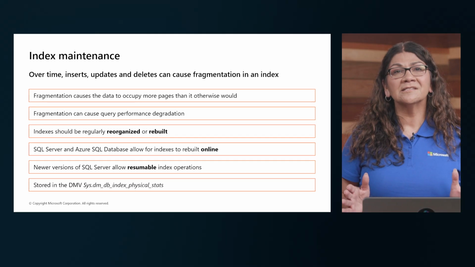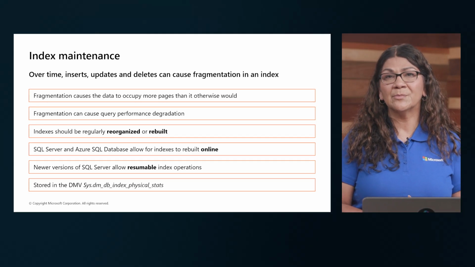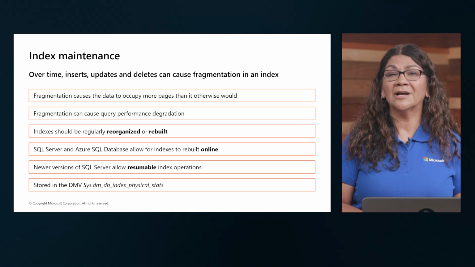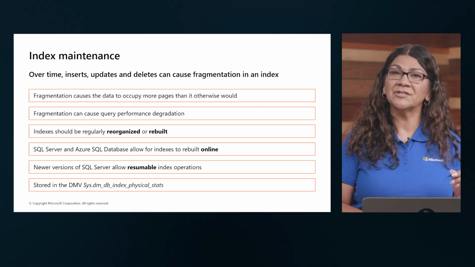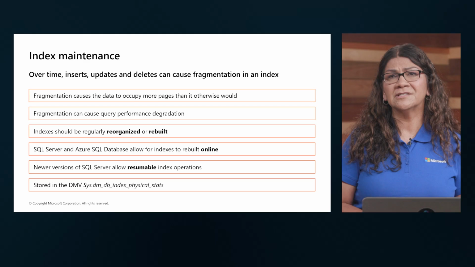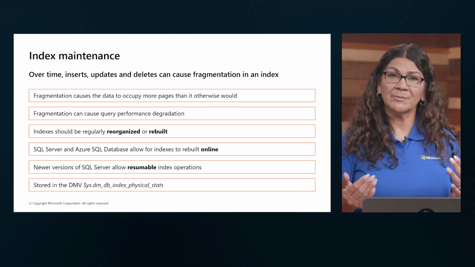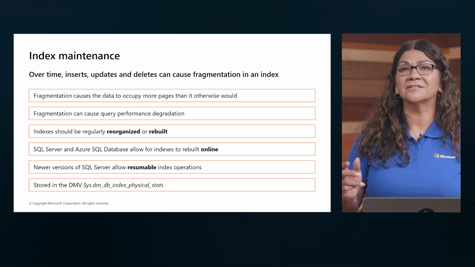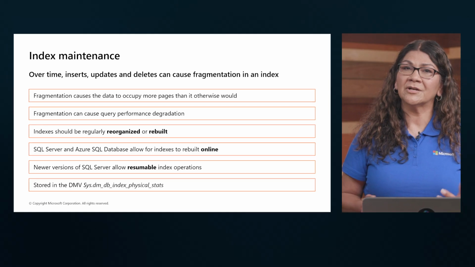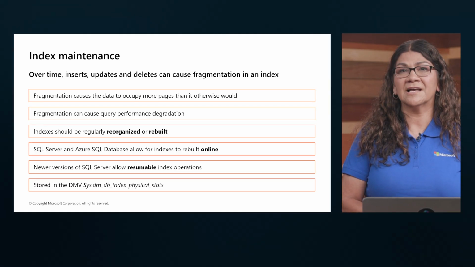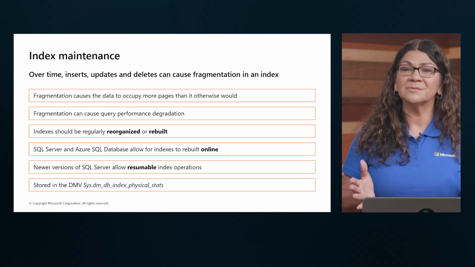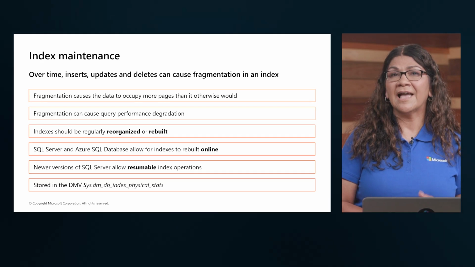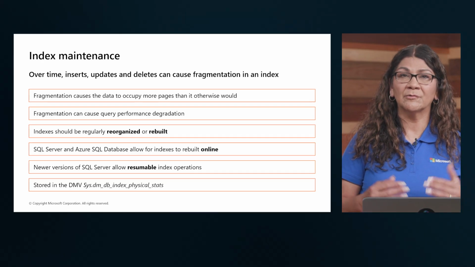To address this, SQL Server and Azure SQL Database support regular index reorganization and rebuilding, including online and resumable operations in newer versions. Fragmentation details are tracked in the dynamic management view listed as sys.dm_db_index_physical_stats. This helps the database administrator to assess and to maintain index health. Proper index maintenance is especially beneficial in high read environments, ensuring efficient data access and reducing resource consumption.